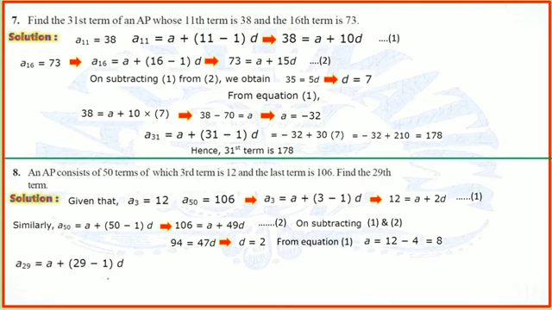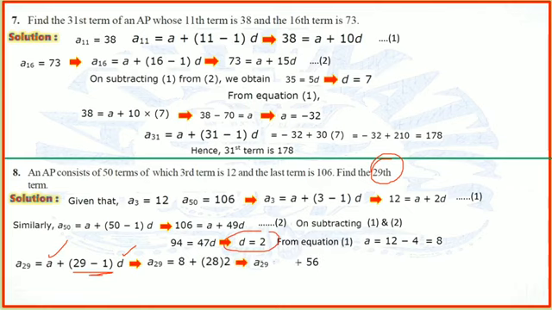Now the last point is the 29th term. A plus 29 minus 1 into D. We'll put the value of A and D only. That's all. That will be the end. So A is 8. 8 plus 28 into D. D is what? 2. So 8 plus 28 2s are 56. 56 plus 8, 64. Hence the 29th term is 64.